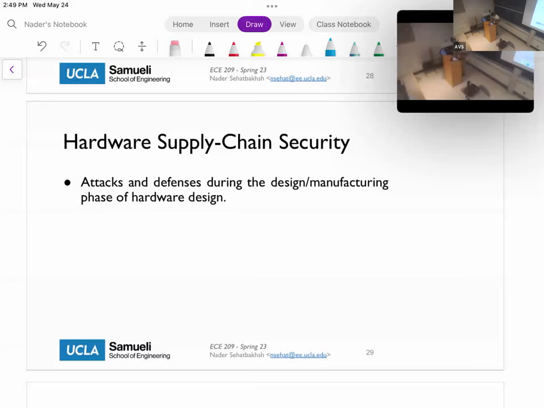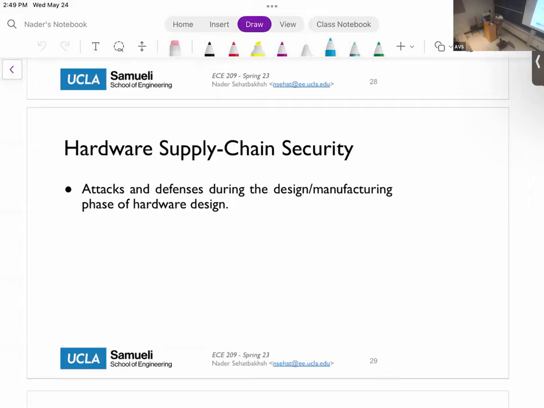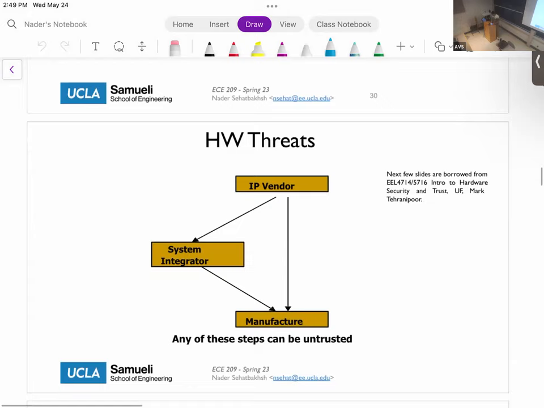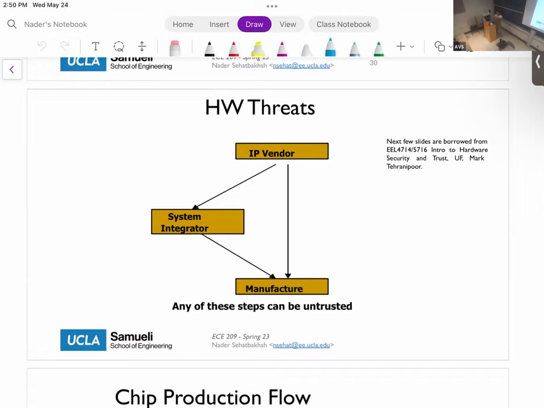So now let's talk about hardware supply chain security. If you remember, I told you that hardware supply chain is about attacks and defenses during the design and manufacturing of the hardware. I'm going to talk about a bunch of different things quickly, and then summarize them all together.